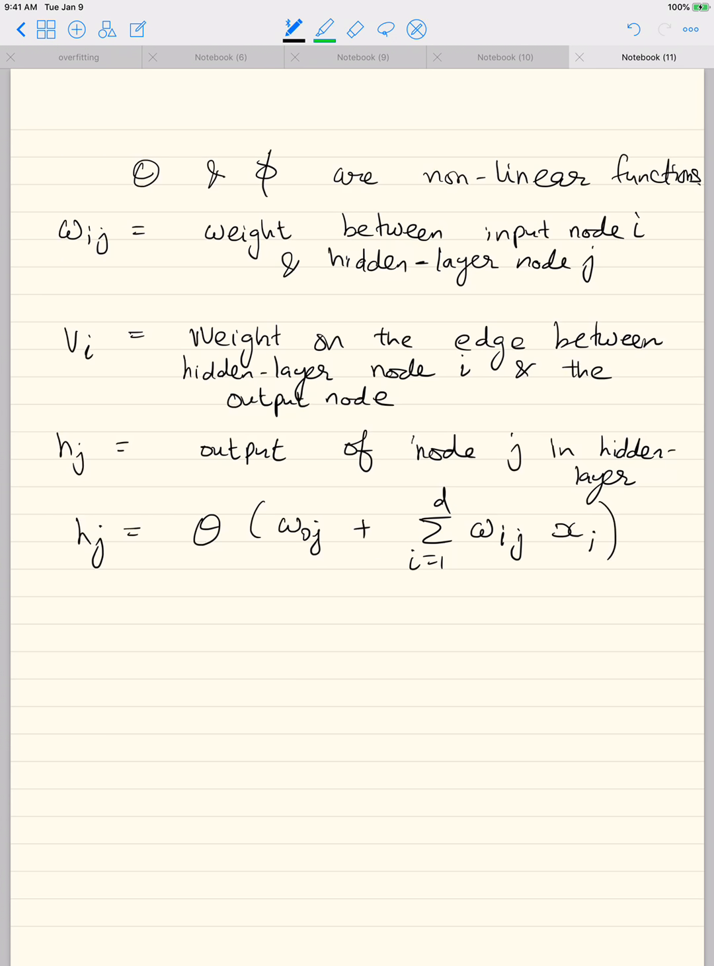Now, once we do that, so what is theta? Theta traditionally is taken as the following function. This is known as the hyperbolic tangent.